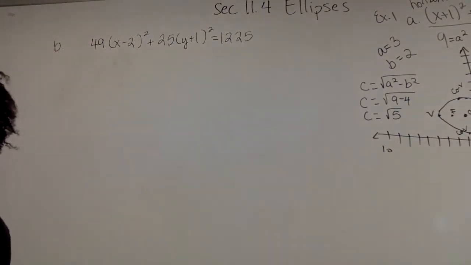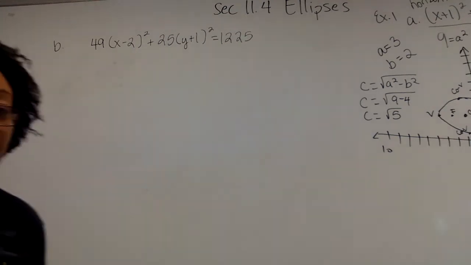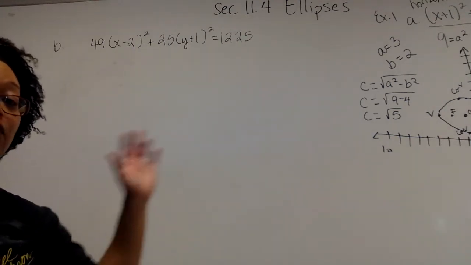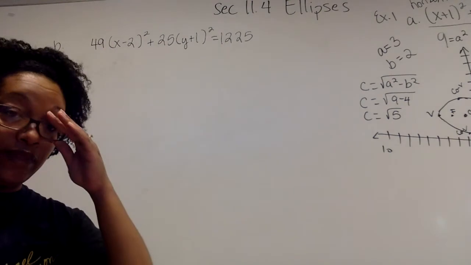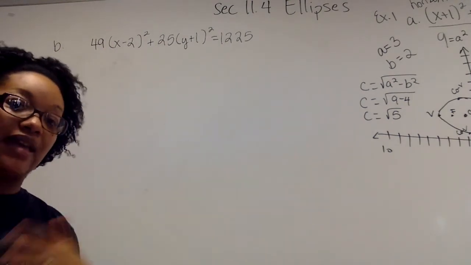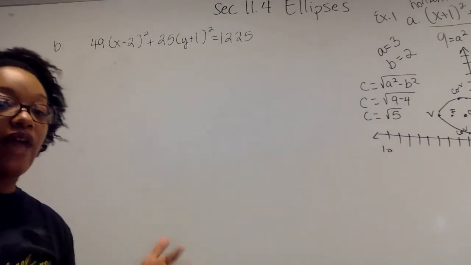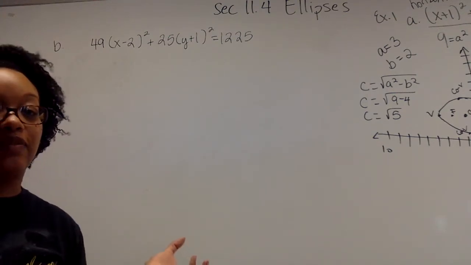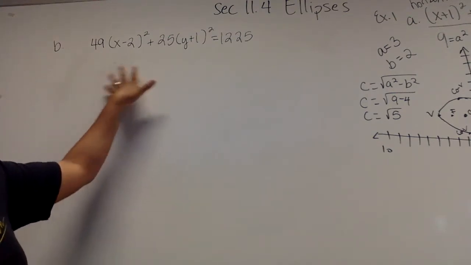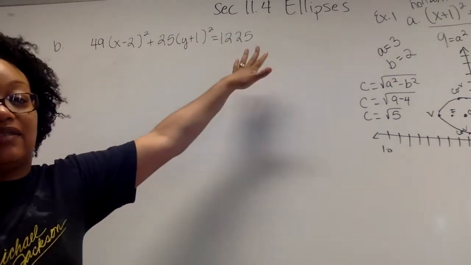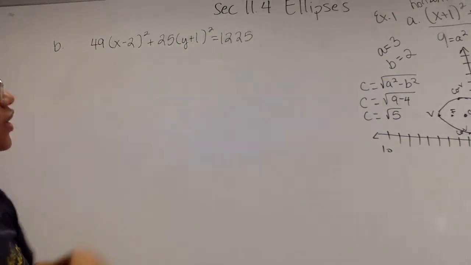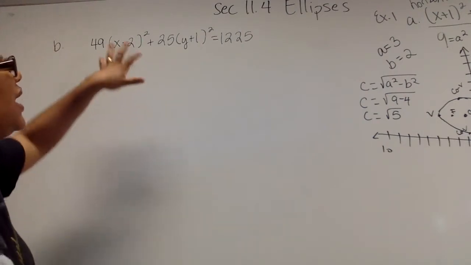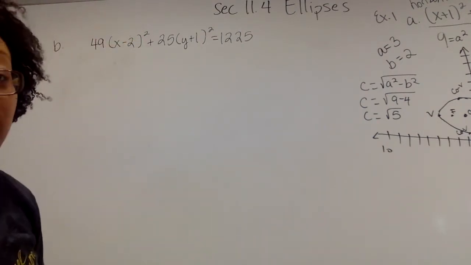Okay, so let's look at letter B. And as you can see, letter B is written in a totally different way. Sometimes your equations will be ready and in the correct format, and sometimes they won't. Now, you've got to remember, in order for us to graph an ellipse, it has to be with the denominators A and B and set equal to 1. So what we're going to have to do is work this a little bit before we're ready to graph it.